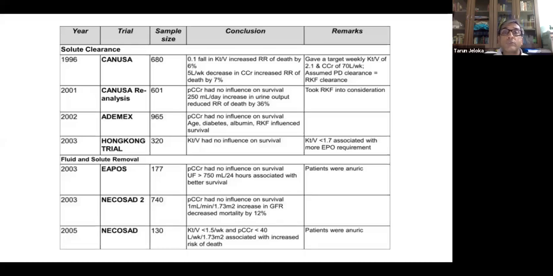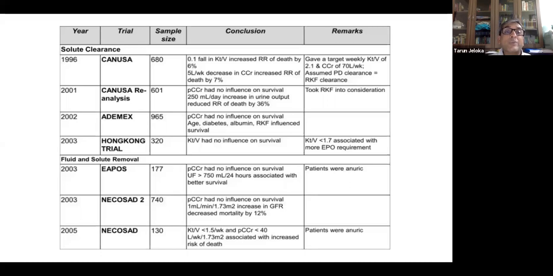And the conclusion drawn in Canusa 1996 was that a 0.1 fall in KT over V increased the relative risk of death by 6%. Forget about creatinine clearance, because nowadays creatinine clearance is not very routine. So a 0.1 decrease in KT over V, so from 1.7 it comes down to 1.6, the relative risk of death increases by 6%. That was the conclusion of Canusa study.